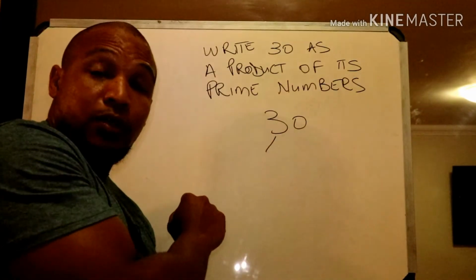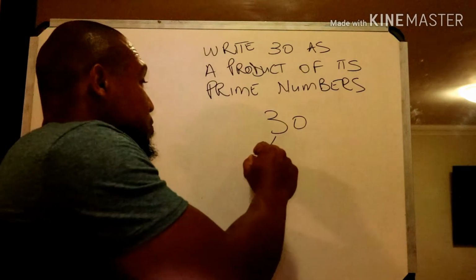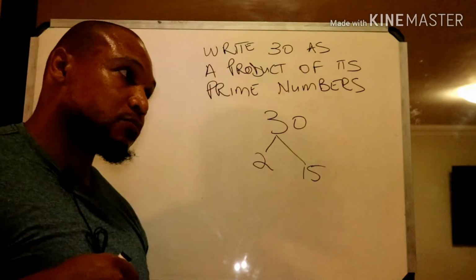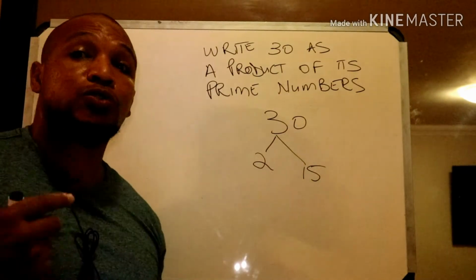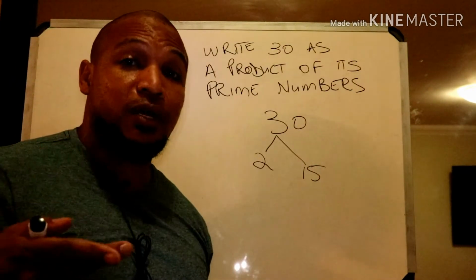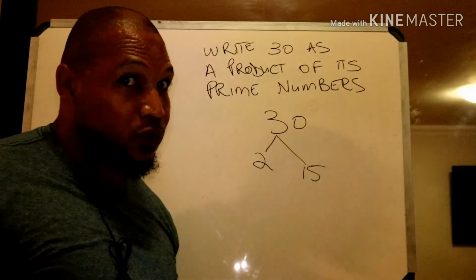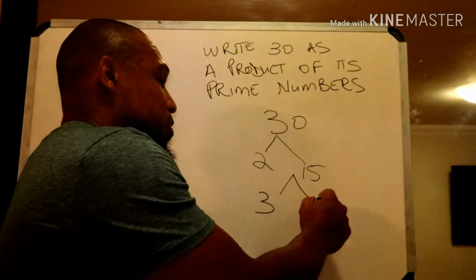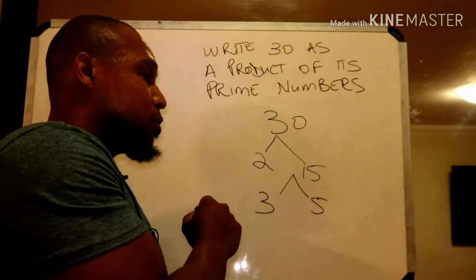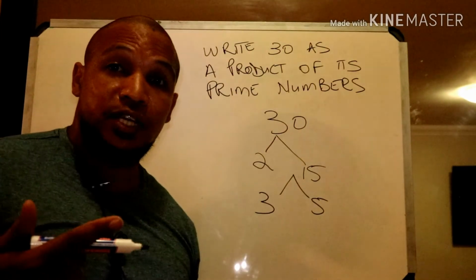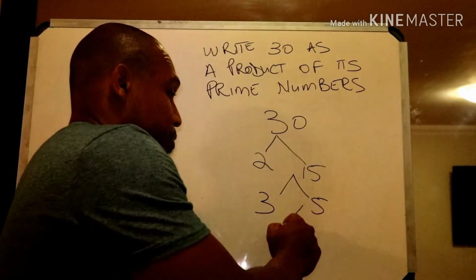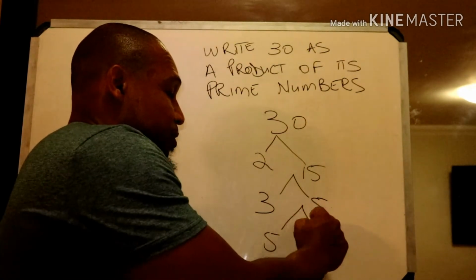The smallest one that number can go into is 2. The answer is 15. We can't use 2 anymore because 15 divided by 2 will give you a remainder. So we'll use the next smallest one, which is 3. 15 divided by 3 is equal to 5. We can't use 2, we can't use 3 because those answers will give a remainder. So we'll use 5. 5 divided by 5 is 1.